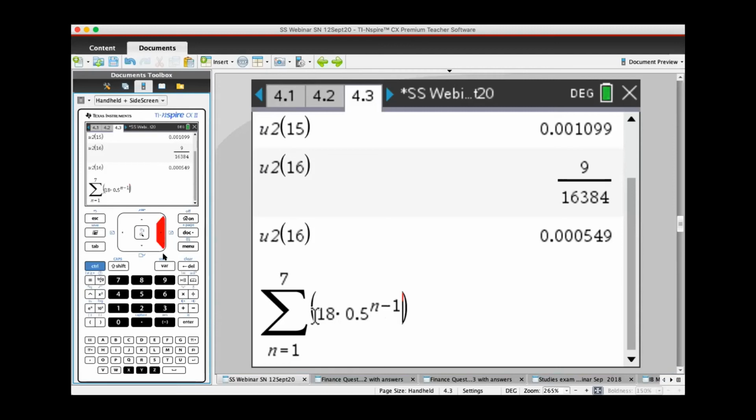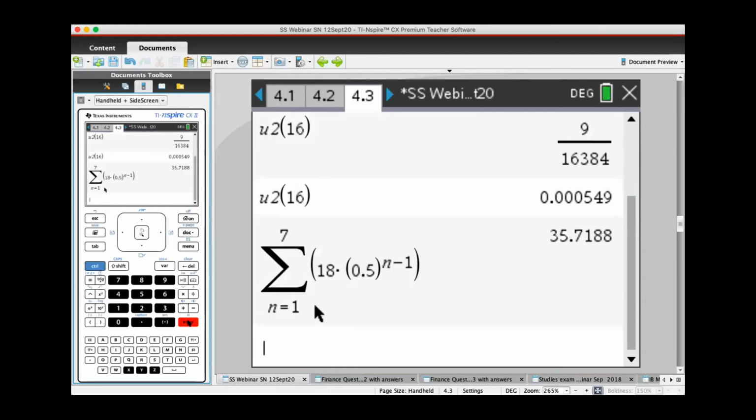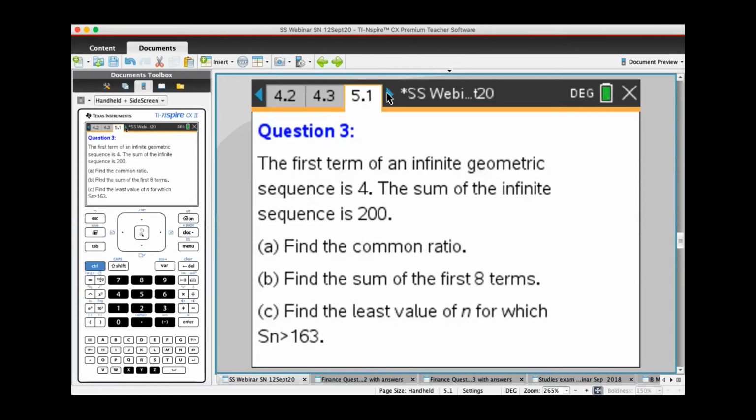Right. And I press enter, and this is the sum of your first 7 terms. I've shown you it works for the arithmetic. You can use it for the geometric as well. You could have also used the formula given in your formula booklet to find the sum. Let me go to the next question.